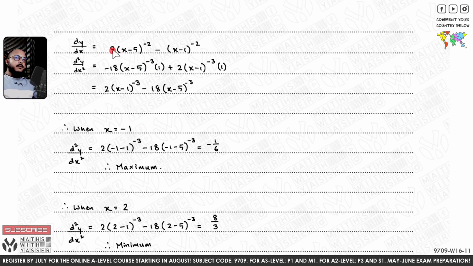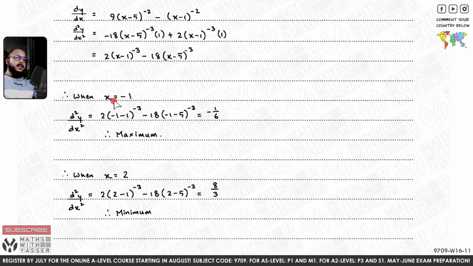So for differentiating further, we need to multiply negative 2 with 9, which gives us negative 18. (x minus 5) to the power of minus 2 minus 1 is negative 3. And the inside differentiation gives us 1. And negative 2 times negative 1 is positive 2. (x minus 1) to the power of negative 2, minus 1 is negative 3, times the inside differentiation gives us positive 1. So we can write it as 2 times (x minus 1) to the power negative 3 minus 18 times (x minus 5) to the power negative 3.